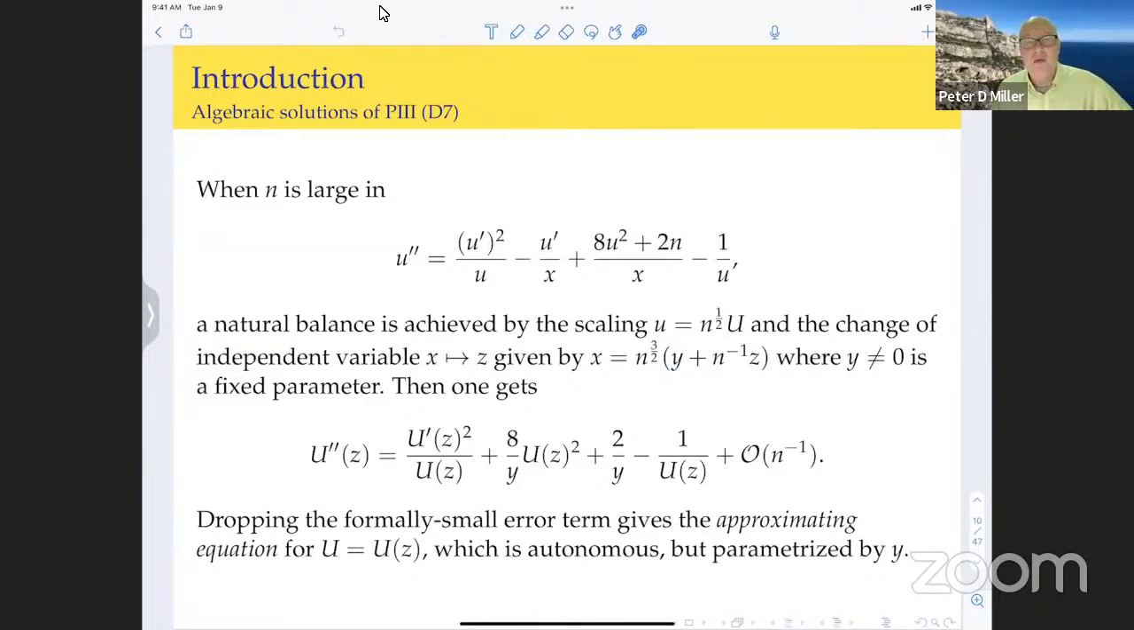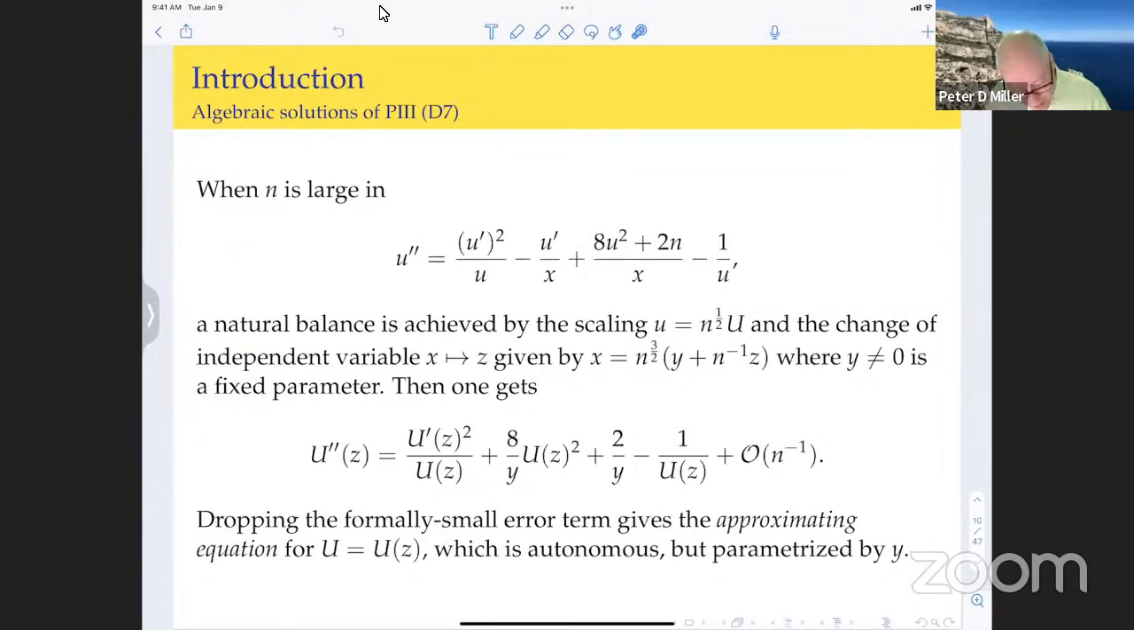Okay, so then you write down what's the differential equation for capital U as a function of small z here. And one gets this differential equation like this. And there's a small term, a formally small term. It's got a 1 over n in front. So if we drop this formally small term, then what we're looking at is a second order autonomous differential equation for the function capital U of z, but it involves this parameter y, which is some non-zero constant. Okay, that's the approximating equation.